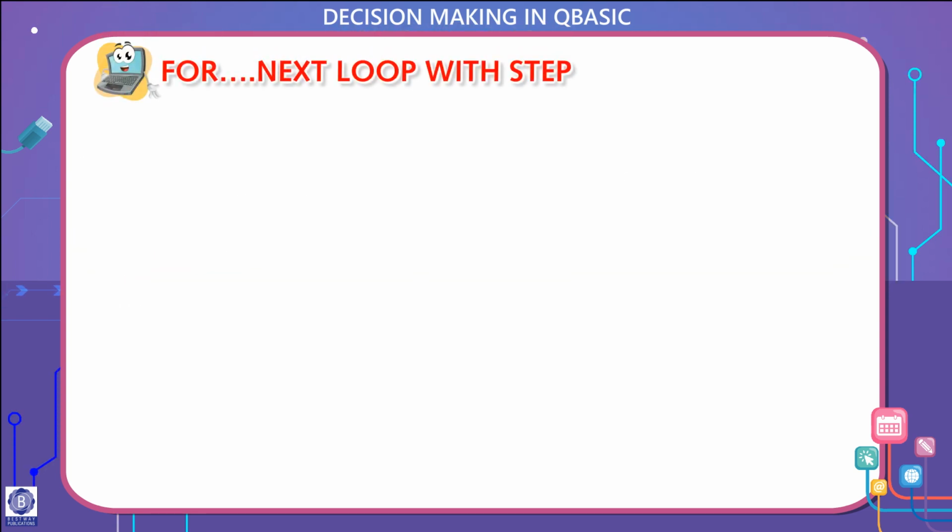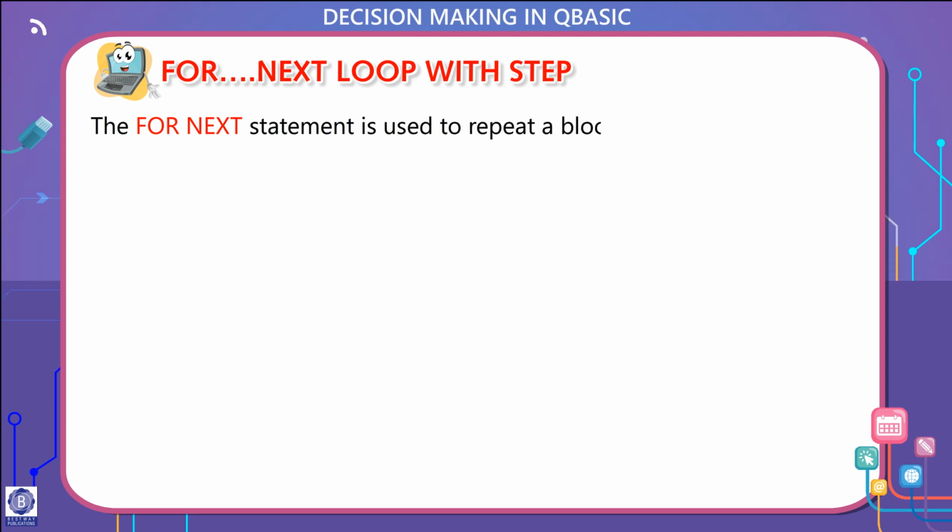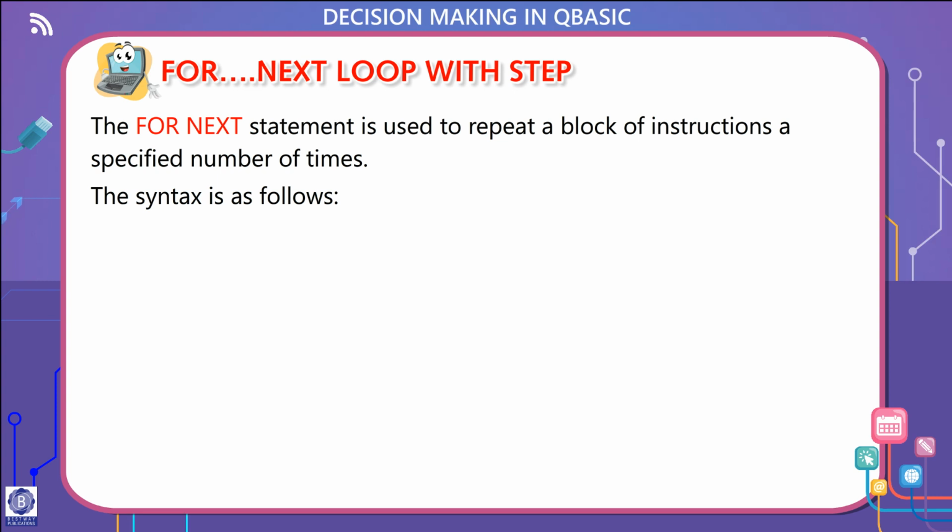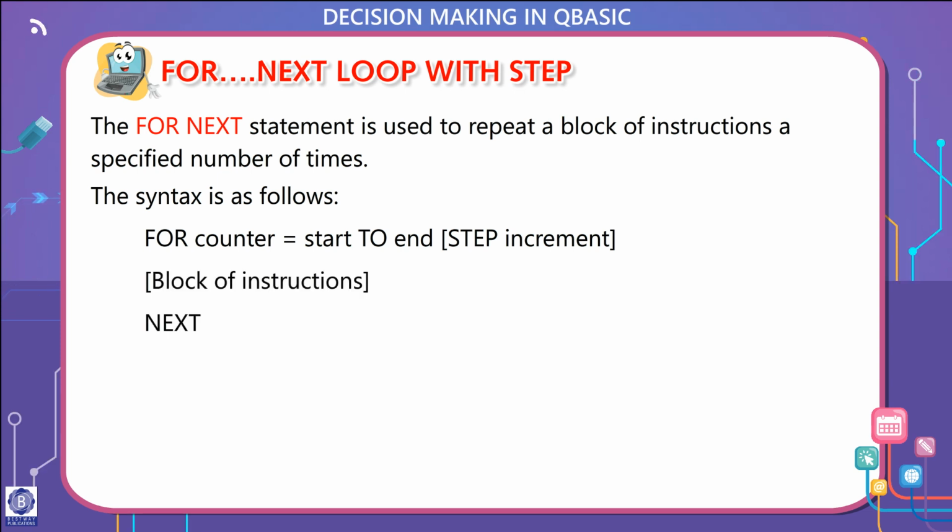For-next loop with step. The for-next statement is used to repeat a block of instructions a specified number of times. The syntax is as follows: for counter is equal to start to end step increment, block of instructions, next.